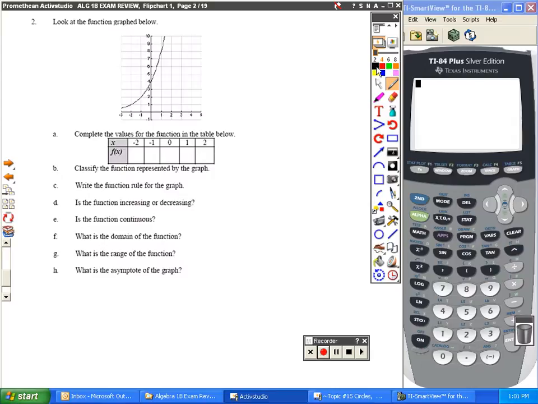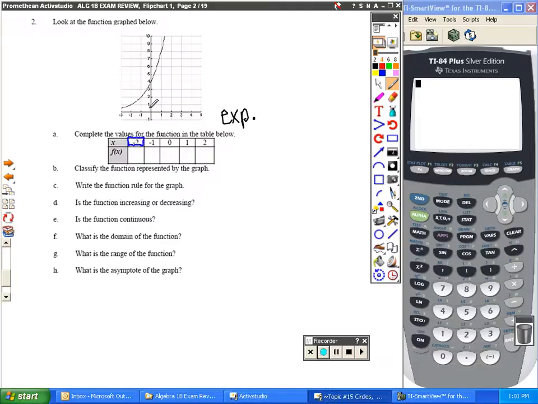Problem number 2. When you look at this function, I already kind of know it actually, it looks like an exponential function. And the reason I can tell that is because it's, well, I guess it could be quadratic. I don't know what it is yet. I'll figure that out in a second. But let's start by filling out this table.